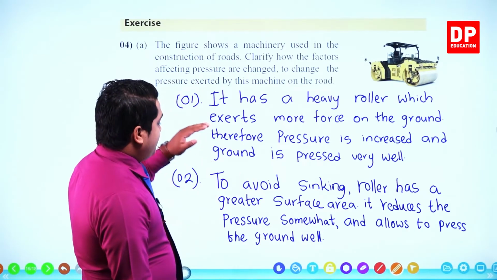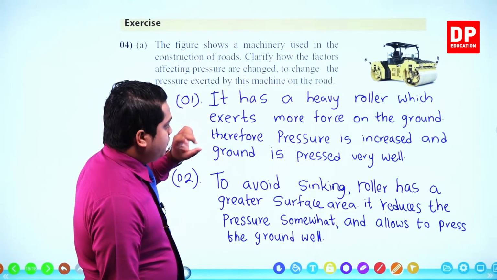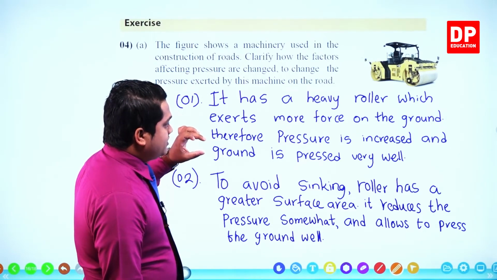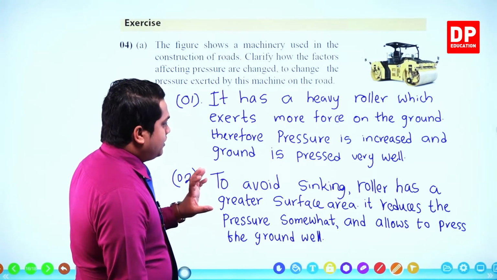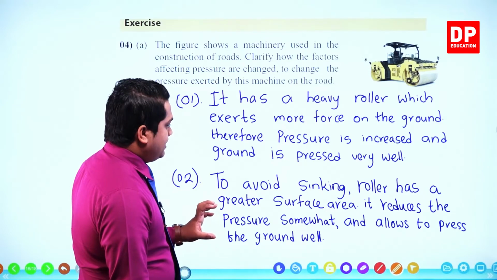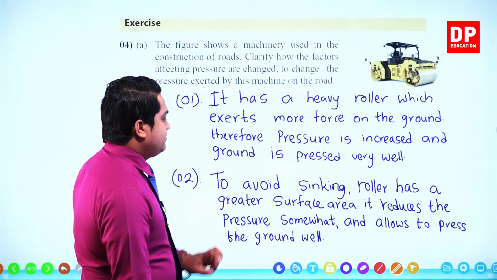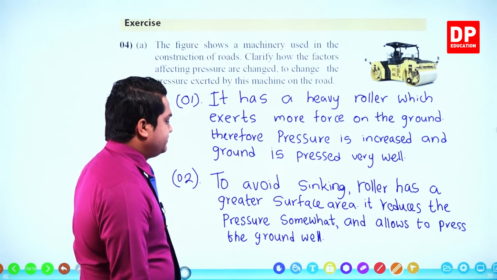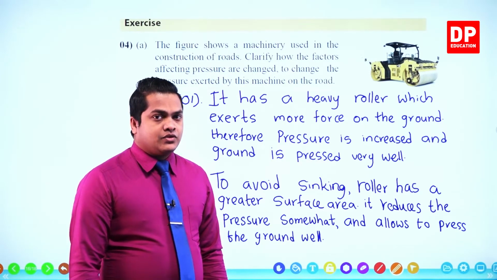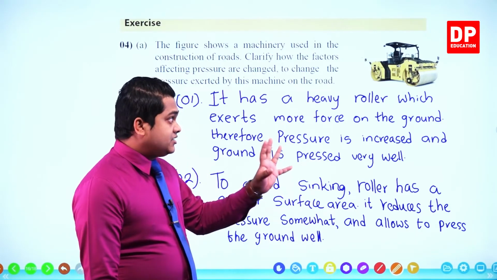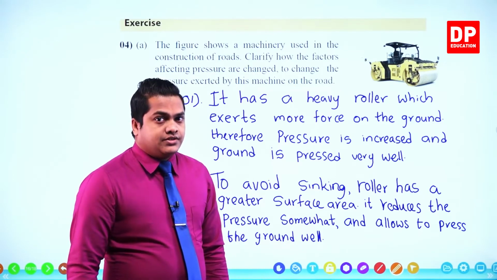Okay. So once again, my dear children, it has a heavy roller which exerts more force on the ground. Therefore, pressure is increased and ground is pressed very well. To avoid sinking, roller has a greater surface area. It reduces the pressure somewhat and allows to press the ground well. These are the key factors that we used in this machine to increase or decrease the pressure to make the work more convenient.